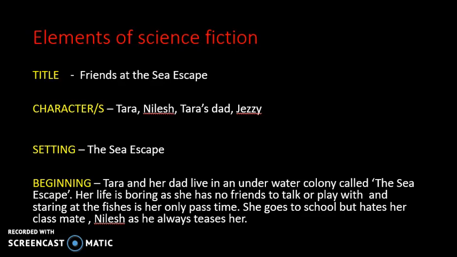This is such a beautiful title because Tara and Nilesh, even though they are not friends in the beginning, they become friends at the end, and the place where they stay is known as the Sea Escape.